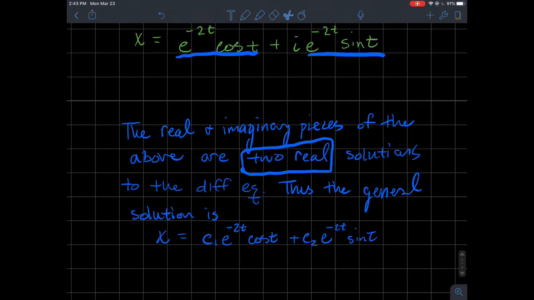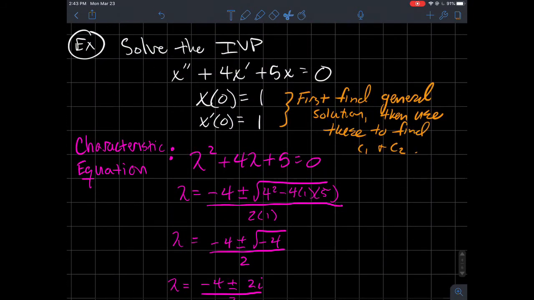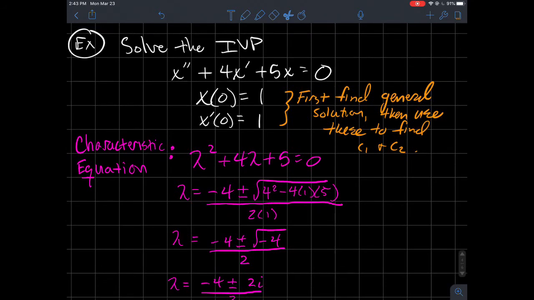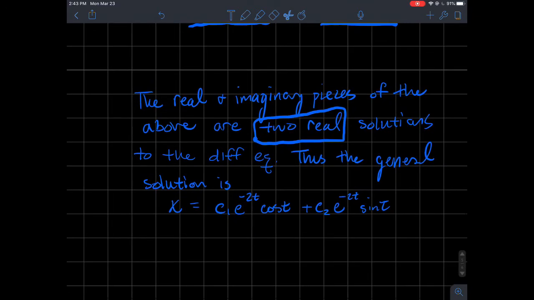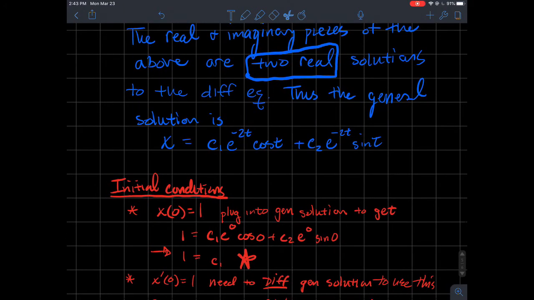The next thing that we'll do, since we're asked to solve this initial value problem, now we'll use the initial conditions that I'm given above in orange there. So how do I use those? So again, what does that tell you? The first one says when you plug in 0 for t, this equation for x should be equal to 1. So let's do that.